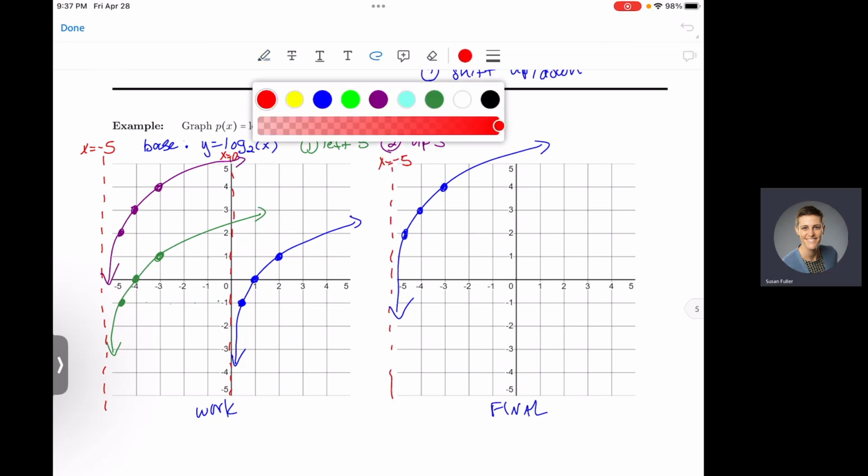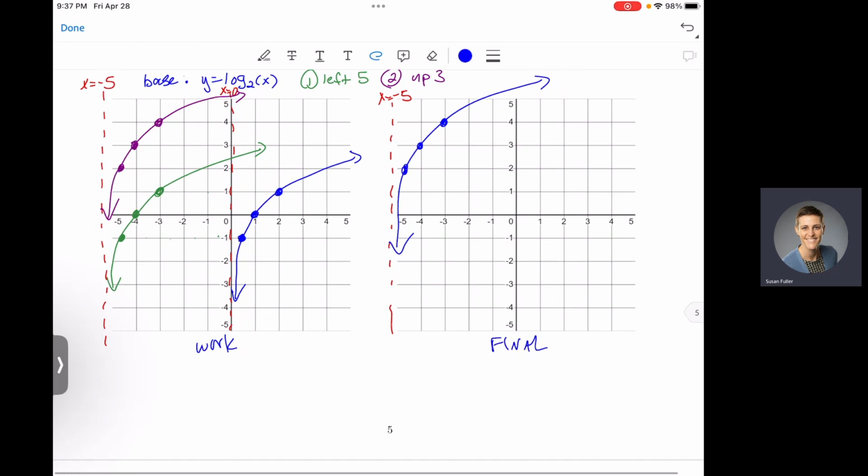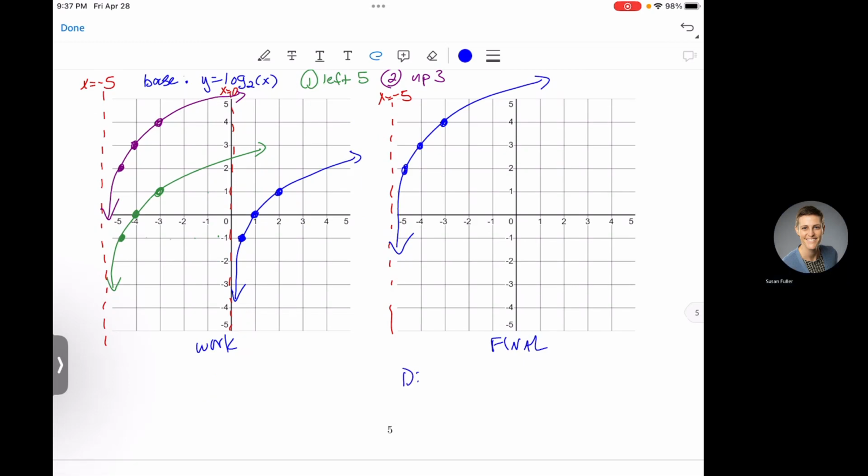So what's the domain and range of this thing? The domain of this graph, yep, the x values that are covered go from -5 to infinity. Notice this shifted with our graph. And the range, what y values are covered? Still -infinity to infinity.